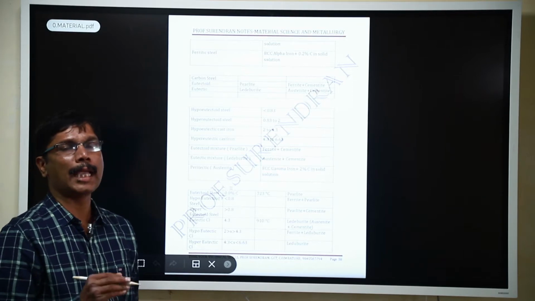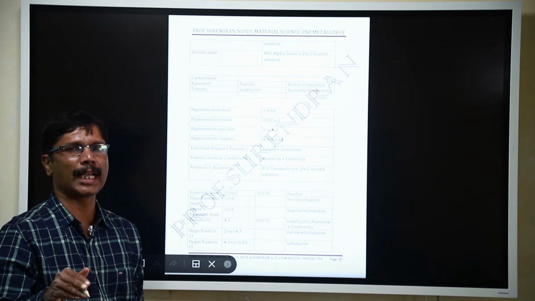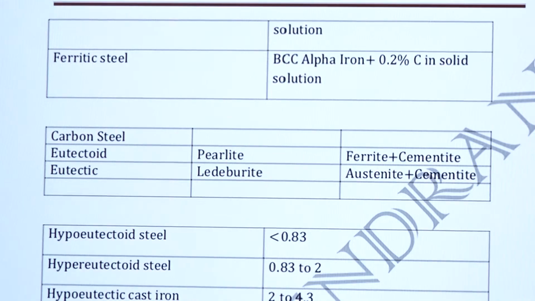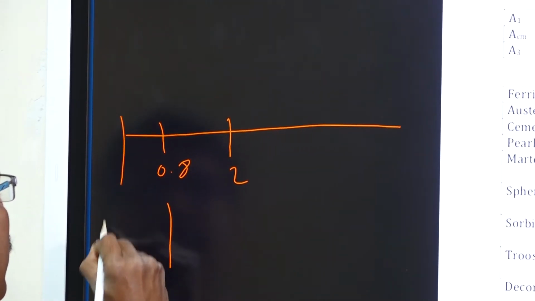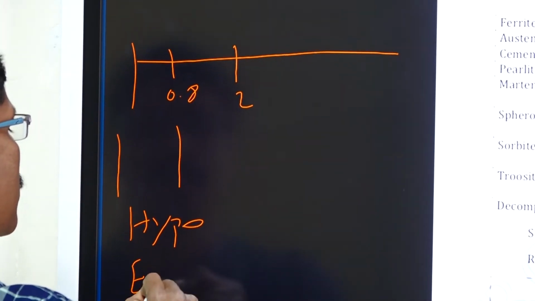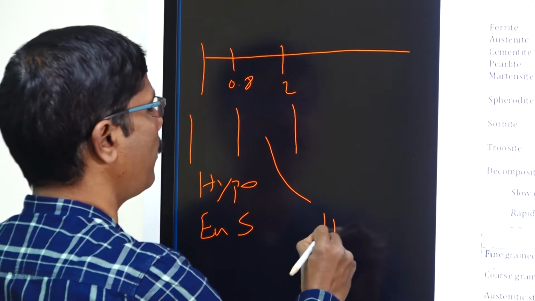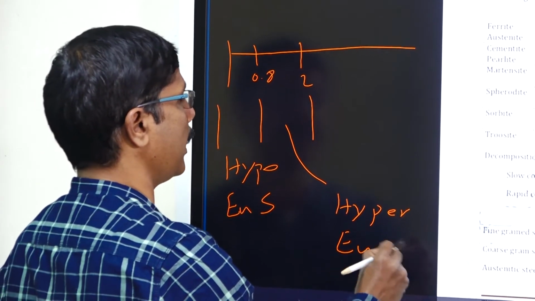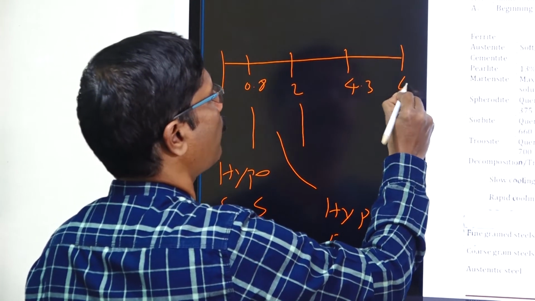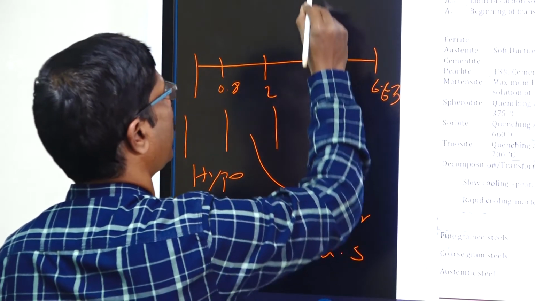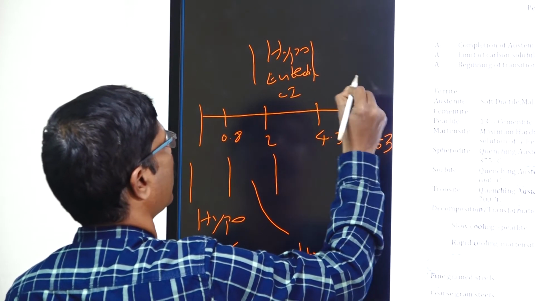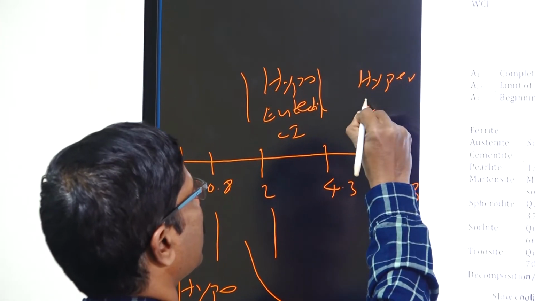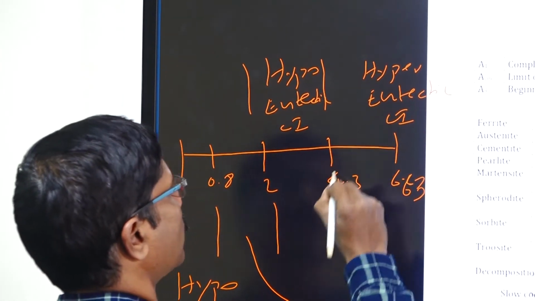Next we are going to know about hypoeutectoid steel, hypereutectoid steel, hypoeutectic cast iron and hypereutectic cast iron. So we have one line here, so we can demarcate. From 0 to 0.8 it is hypoeutectoid steel. Up to 2, hyper means high, hypereutectoid steel, and up to 4.3 it is hypoeutectic cast iron, and after that hypereutectic cast iron. So this is the range.